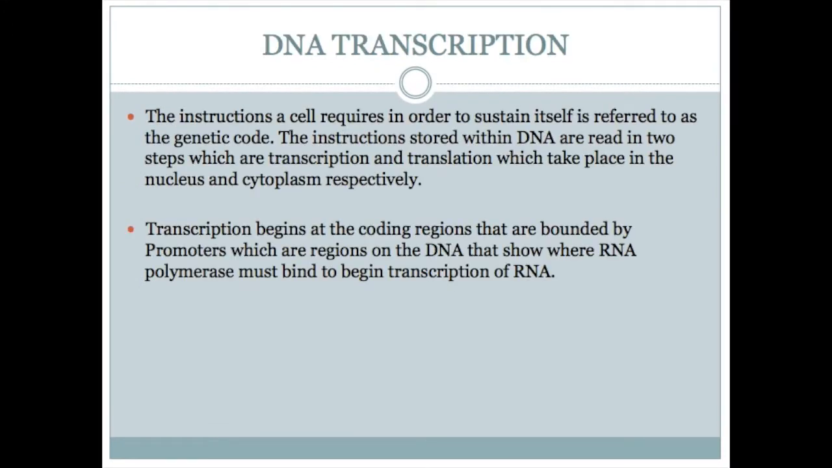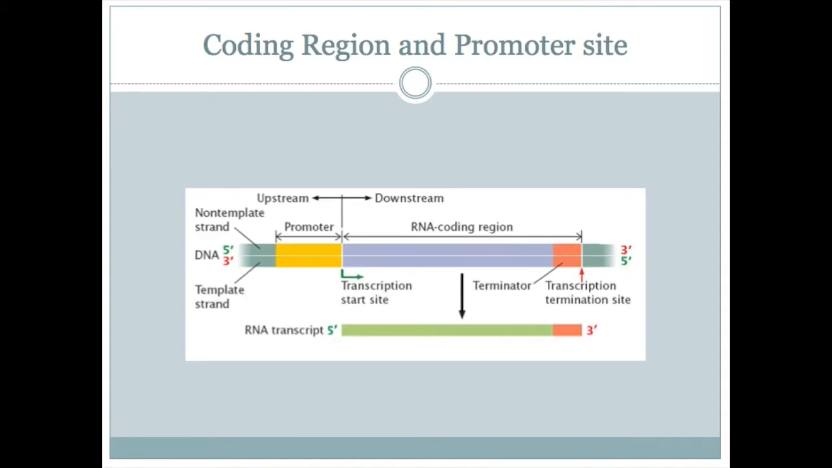DNA transcription. The instructions a cell requires in order to sustain itself are referred to as the genetic code. The instructions stored within DNA are read in two steps, which are transcription and translation, which take place in the nucleus and cytoplasm respectively. Transcription begins at the coding regions, which are bounded by promoters, which are regions on the DNA that show where RNA polymerase must bind to begin transcription of RNA. Here is a diagram of the coding regions of a template strand bounded by promoter region and termination site.